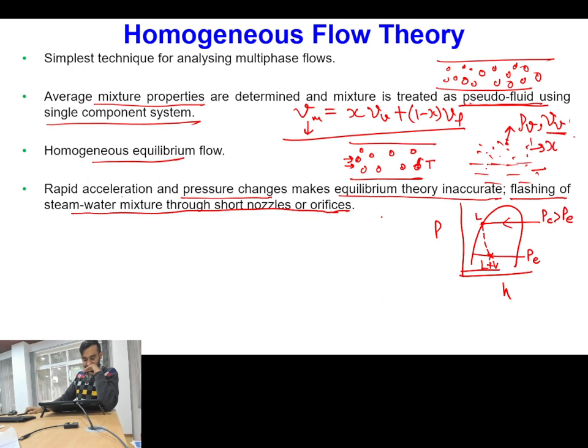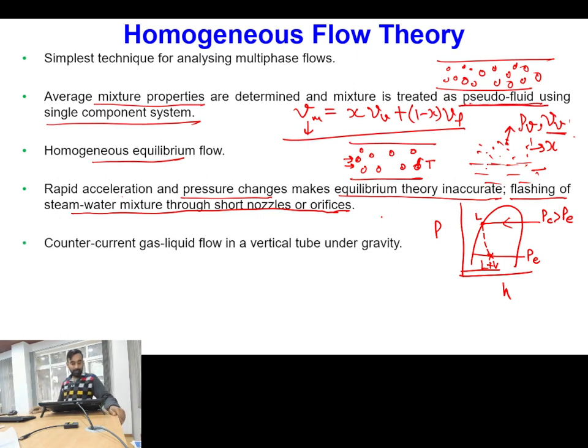So, in this type of phenomenon, because whenever this flashing happens, this is a rapid phenomenon. Okay. So, there you will be finding that there will be rapid acceleration of the fluid medium, and in between liquid and vapor medium, velocities will be significantly different. If velocities are significantly different, then this homogeneous equilibrium flow assumption will not be applicable. So, that's why if you use this theory, then this will be giving you inaccurate results.